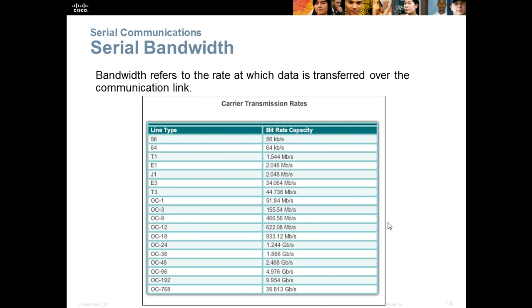Serial bandwidth. Bandwidth refers to the rate at which data is transferred over a communication link. We have different types of carrier transmission rates which support different line types, and these different line types support different bit rate capacities, for example line type 56, 64, T1, E1. So according to their capacity, they support different bit rates.